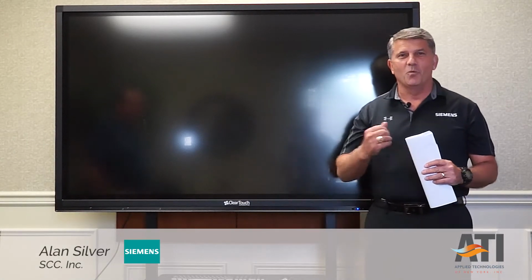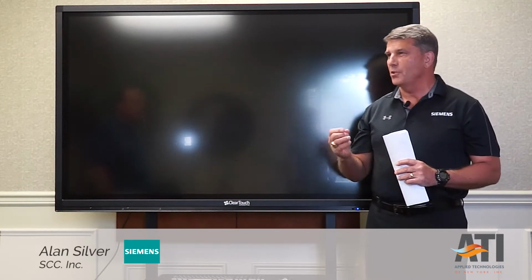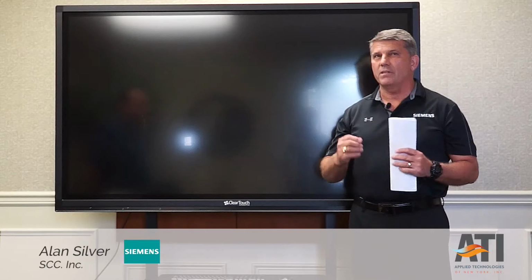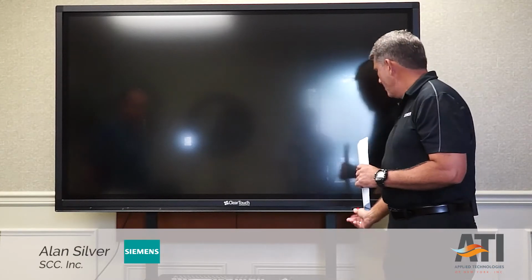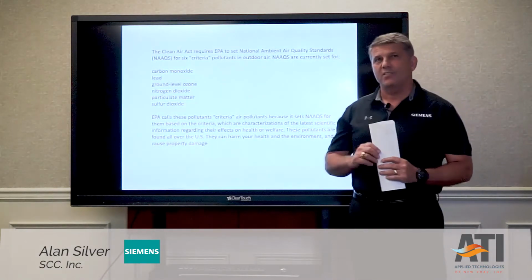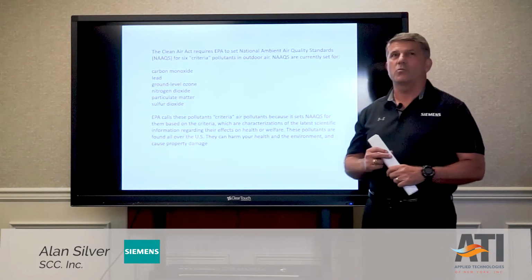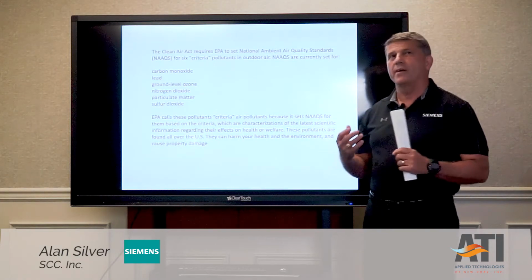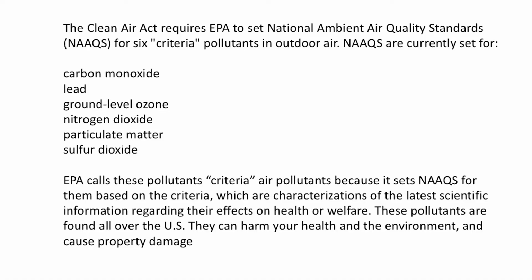And so we'll go ahead and start and talk about some of the specific pollutants that we're concerned about when we start talking about combustion. So let's look at what the Environmental Protection Agency has to say about the National Ambient Air Quality Standards. Let's just start with what they have set as the 6 criteria that we need to monitor when we're burning natural gas, oil, coal, or other fossil fuels. Specifically, carbon monoxide, lead, ground level ozone, nitrogen dioxide, particulate matter, and sulfur dioxide.